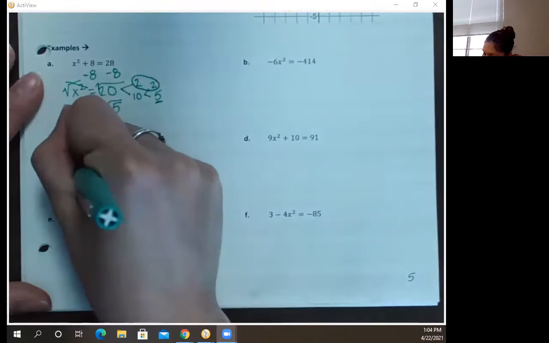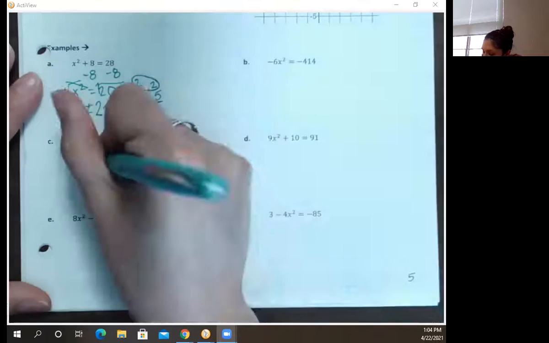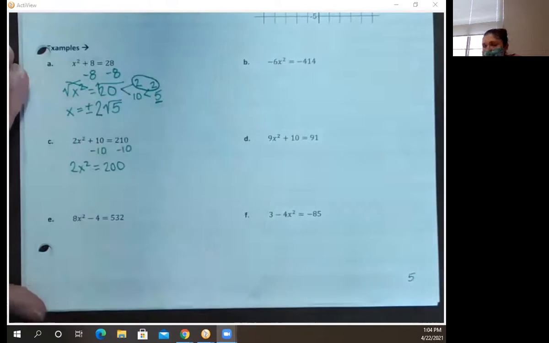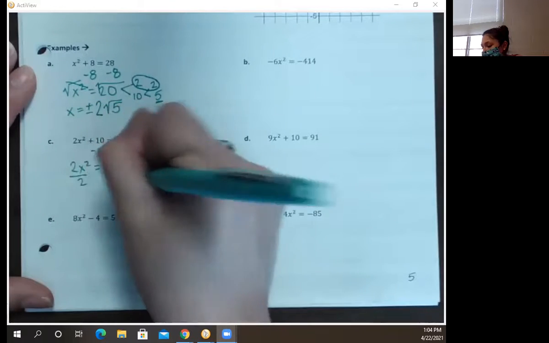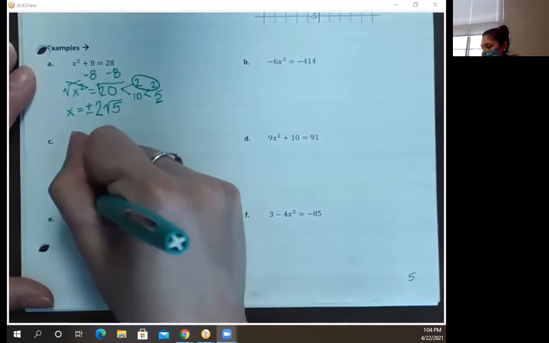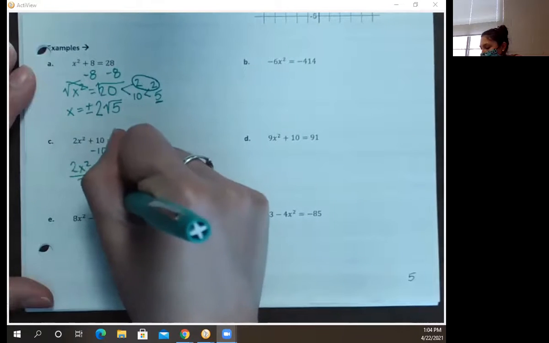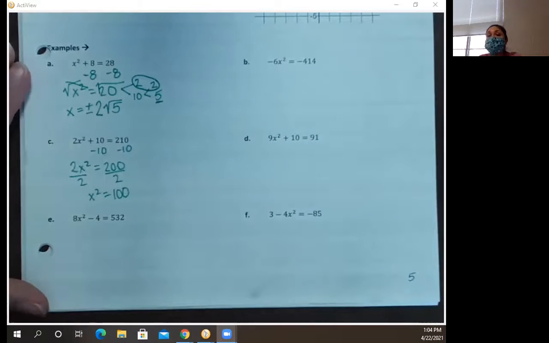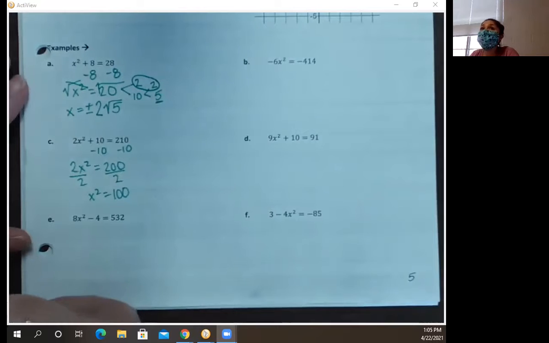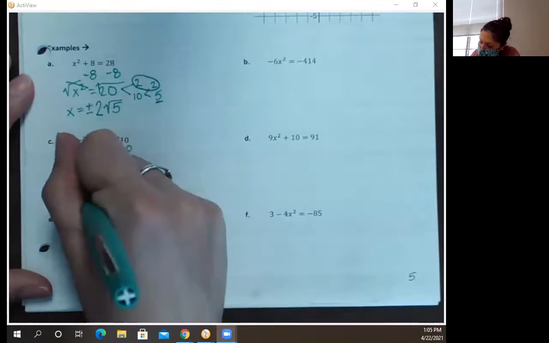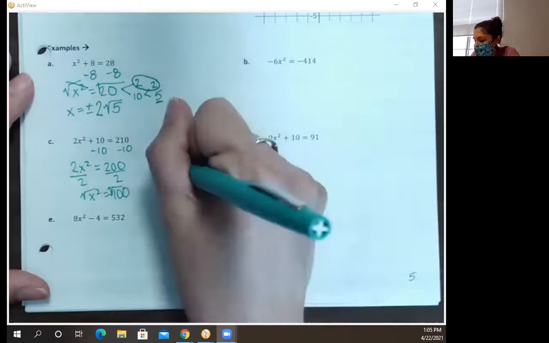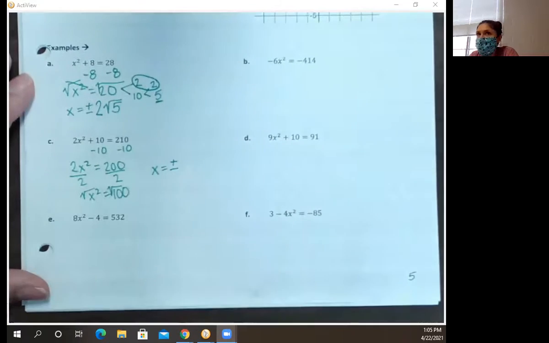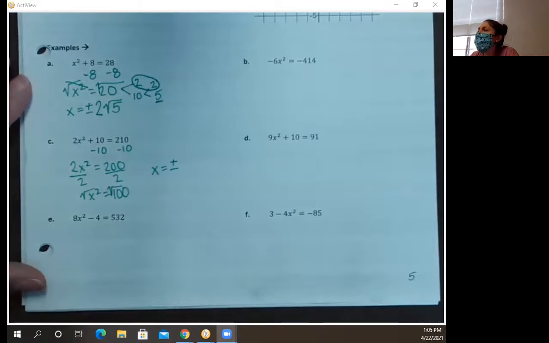So I get 2x squared equals 200. I want to continue getting x squared by itself. So I'm going to divide both sides by 2. And I get x squared to be 100. Now that I have this squared term by itself, I can take a square root. So x equals, since I'm taking a square root, plus or minus, and do we know the square root of 100? 10.